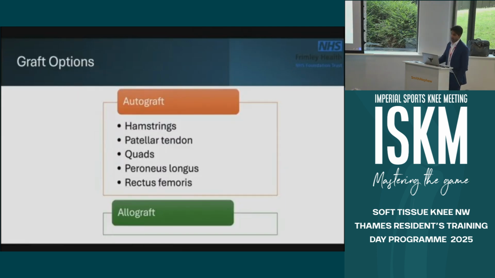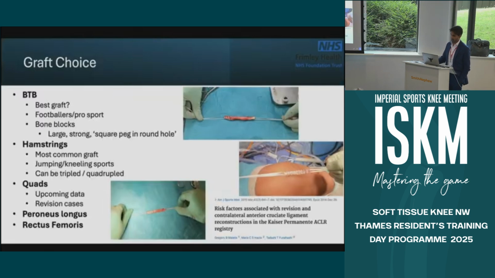Back in the day, it used to be 2 grafts, a hamstring or a BTB. We've now got other options. We've got quads, we've got peroneus longus, we've got RecFem, which I learned last week, and allograft as well, which we'll come to later on. So what graft are you going to use?